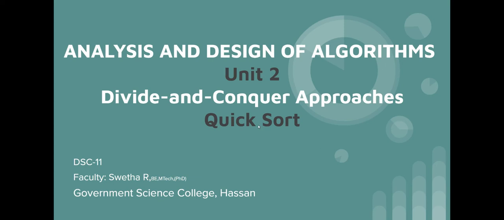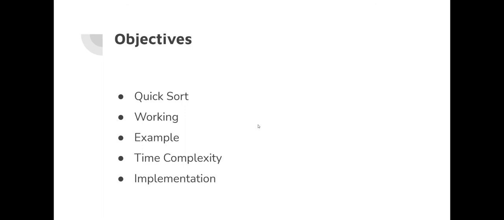Hello everyone. In this video, we'll be understanding a new concept of the divide and conquer approach, that is quick sort. The things we are going to cover in this video are: what do you mean by quick sort, the working of quick sort, an example related to quick sort, the time complexity and the space complexity taken by quick sort, and the implementation, how to implement quick sort using a C program.